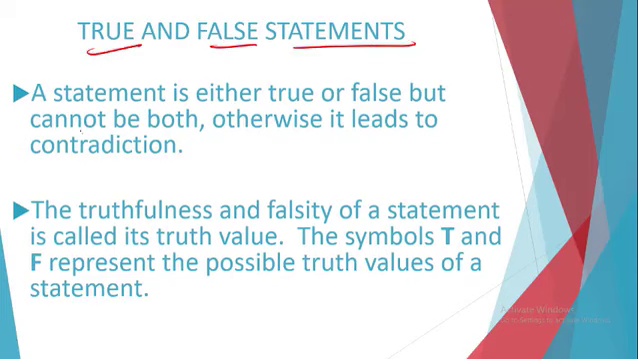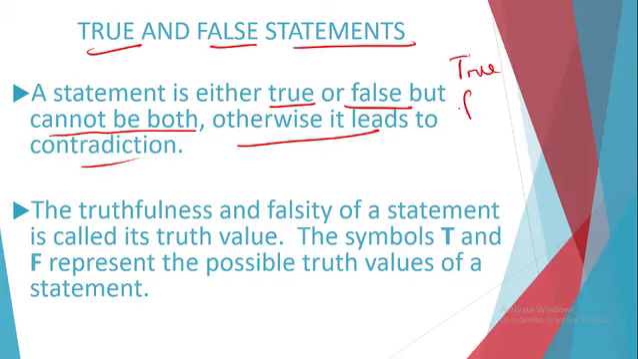Let us look at what we call true and false statements. A statement is either true or false, but cannot be both. I said this earlier. Otherwise, it may lead to contradiction. If a statement is true and at the same time false, it means there is contradiction. So a statement can either be true or false, but cannot be both.